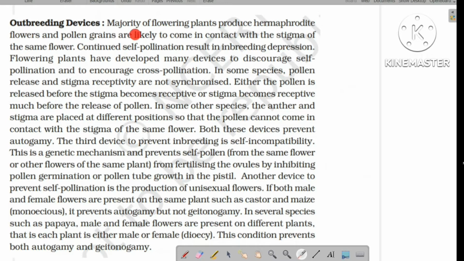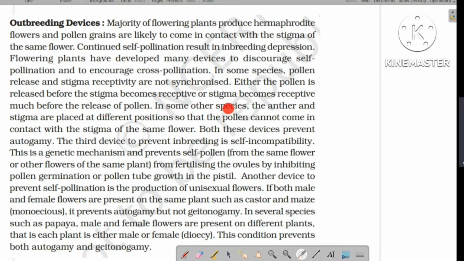Outbreeding devices. Majority of flowering plants produce hermaphrodite flowers, and pollen grains are likely to come in contact with the stigma of the same flower. Continued self-pollination results in inbreeding depression. Flowering plants have developed many devices to discourage self-pollination and to encourage cross-pollination. In some species, pollen release and stigma receptivity are not synchronized. Either the pollen is released before the stigma becomes receptive, or stigma becomes receptive much before the release of pollen.